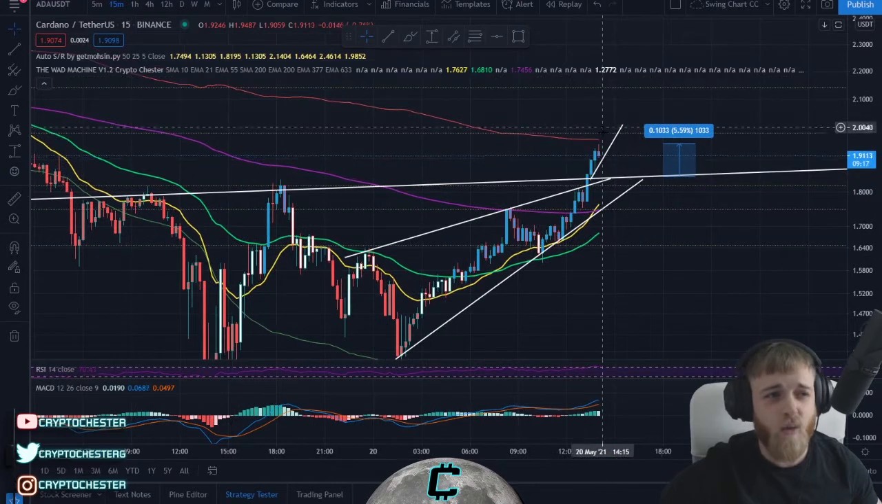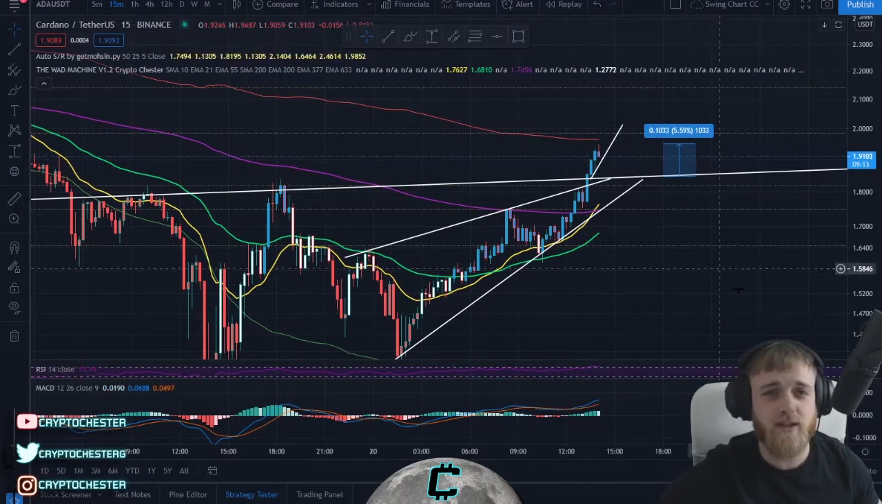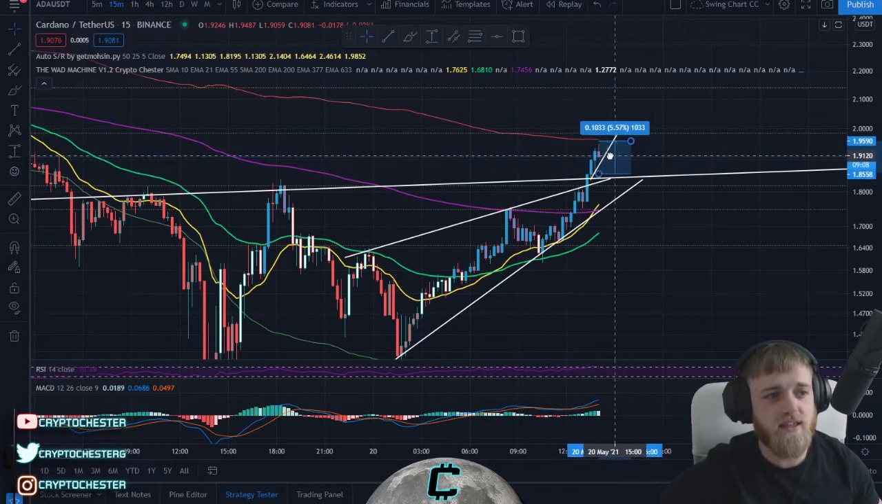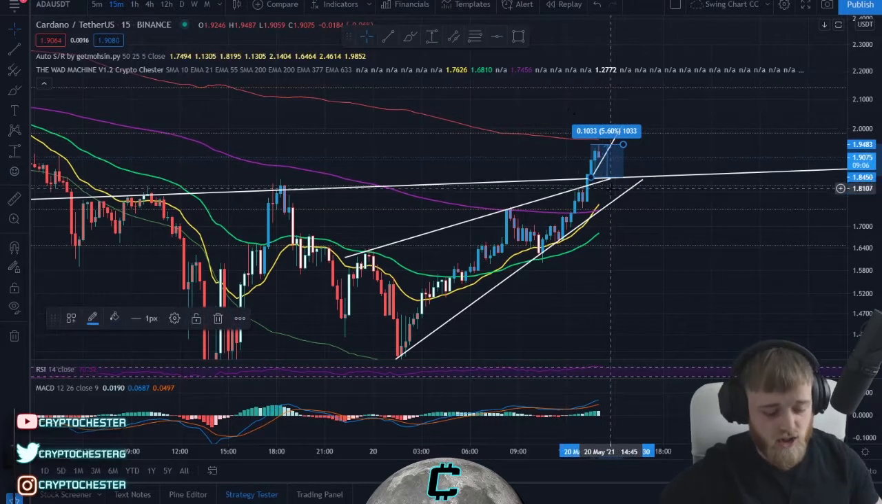I don't think we're going to get all the way up to this resistance point at around 1.98 just yet. Let me explain on the midterm and the long term for that. But for the short term, for a nice little 5% scalp there, this is what I was looking at, and this is what I actually entered myself, right?